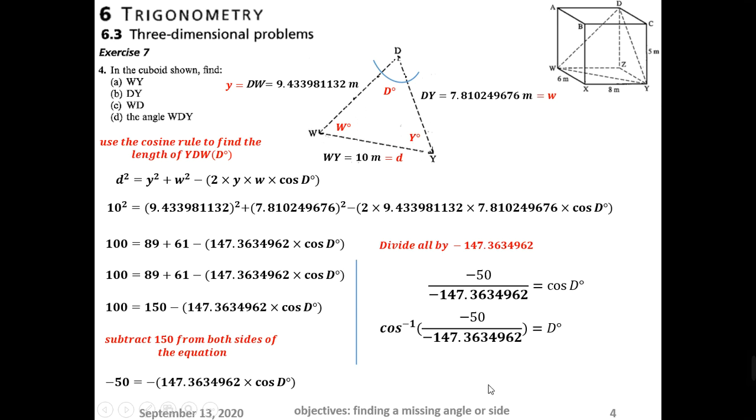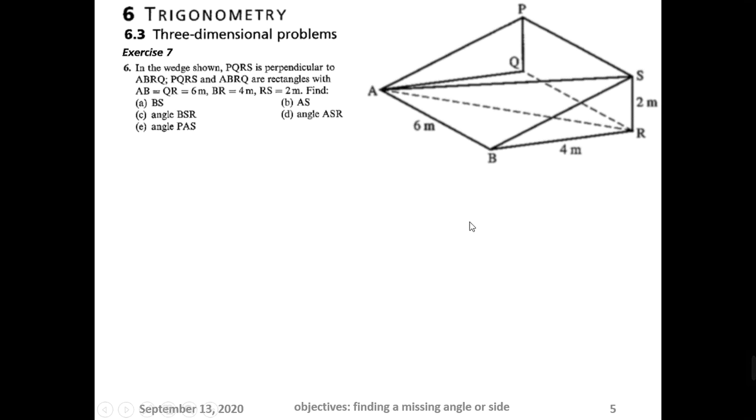Now, this is ready to be inserted in the calculator, and we're going to find D as 70.16594746 degrees. Please think of this question and try to apply the sine and cosine rule, and don't forget your basics, the Pythagorean theorem as well, to calculate the missing sides or angles in here.